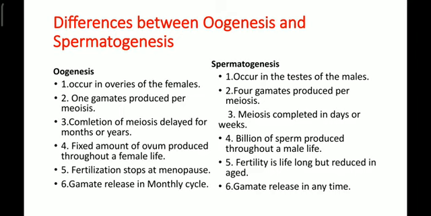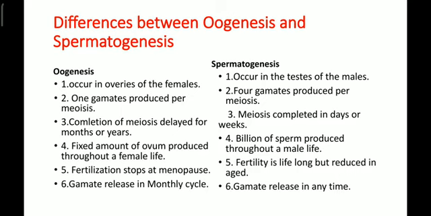In case of oogenesis, one gamete is produced per meiosis, but in case of spermatogenesis, 4 gametes are produced per meiosis. In oogenesis, completion of the meiosis is delayed for months or years. But in spermatogenesis, the meiosis is completed in days or weeks. In oogenesis, a fixed amount of ova is produced throughout a female's life. In spermatogenesis, billions of sperm are produced throughout a male's life.